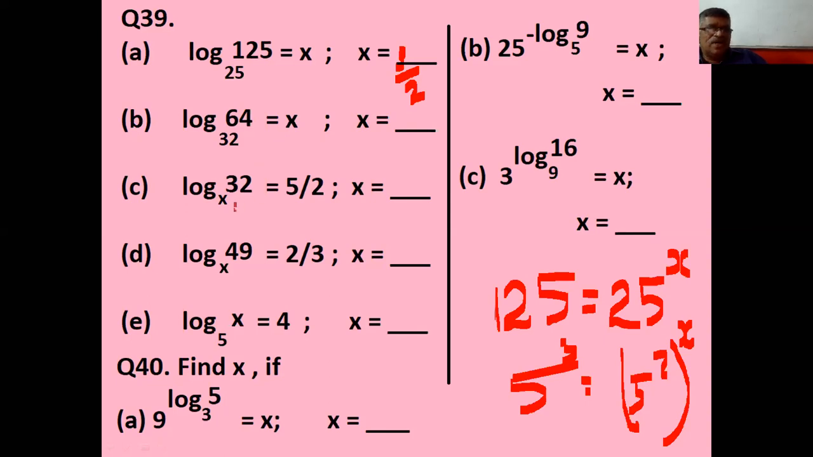Log 32 equal to x raised to 5 by 2. You write 32 equal to x raised to 5 by 2. 32 means 2 raised to 5 equal to x raised to 5 by 2. You can raise the power to 2 by 5. You will get x.